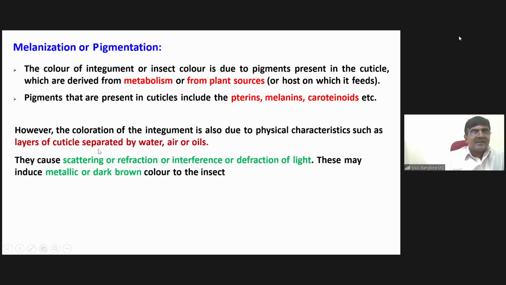Apart from that, you may have layers of cuticle that may be separated by water, air, or oils. This also gives color to the insects. And sometimes they cause scattering, refraction, interference, or diffraction of light. Because of these processes, the insects may appear metallic or dark in color.